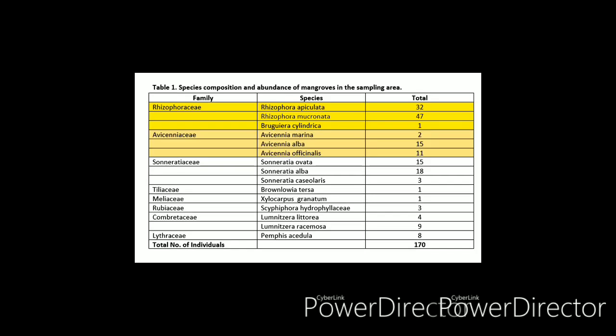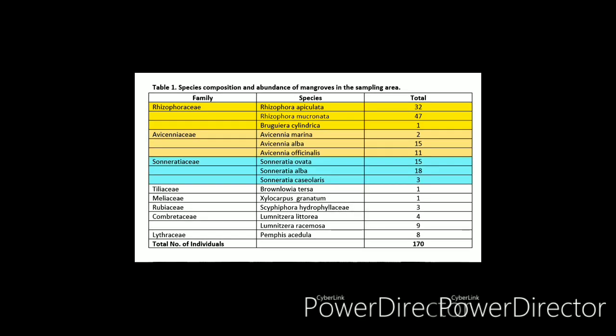Avicenniaceae: Avicennia marina, Avicennia alba, Avicennia officinalis, with totals of 2, 15, and 11. In family Sonneratiaceae, Sonneratia ovata with a total of 15, Sonneratia alba with a total of 18, Sonneratia caseolaris with a total of 3.